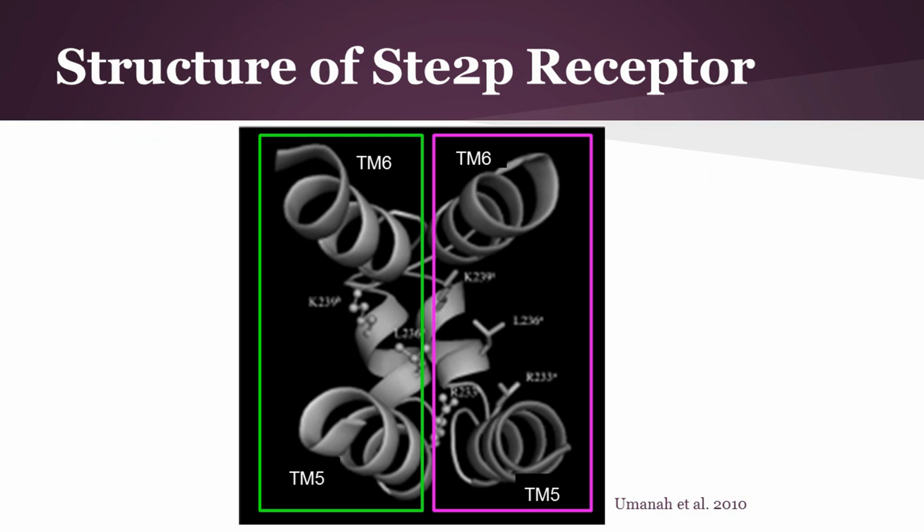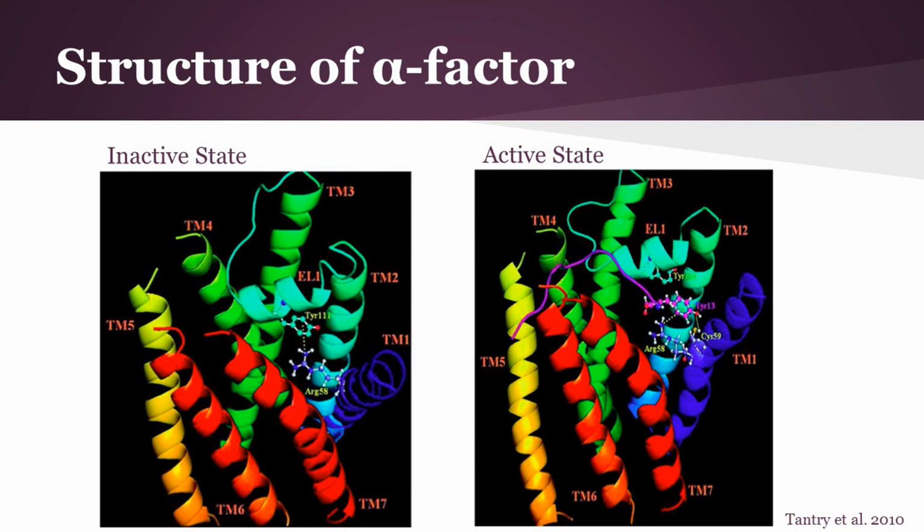Inactive STE2 protein is found in dimerized form. The two monomers here highlighted in green and pink have disulfide bridges that link their TM5 and TM6 regions together. The left image shows the conformation of the TM5 and TM6 regions of one STE2 protein receptor when it is in the dimerized state. When alpha factor binds, the bridges are disrupted along with the dimerization as the TM5 and TM6 regions undergo conformational changes. This activates the mating pathway as shown on the image on the right.